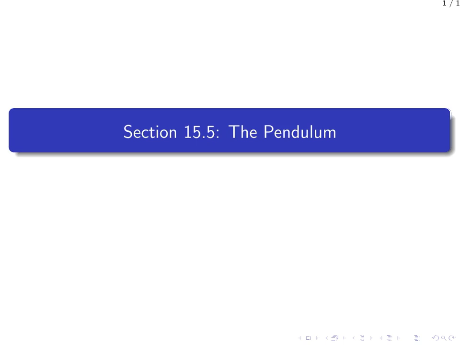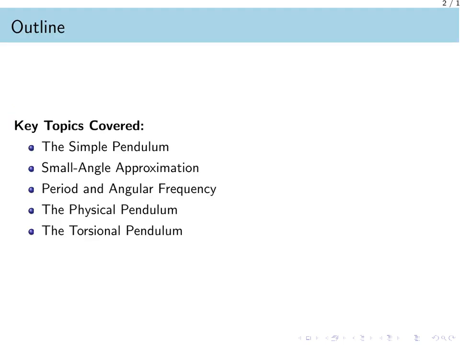Section 15.5. The pendulum. In this session, we will explore different types of pendulums and the physics that governs their periodic motion. We will begin with the simple pendulum, investigating the specific conditions required for it to follow simple harmonic motion, such as the small angle approximation. We will then derive the formulas for its period and angular frequency.